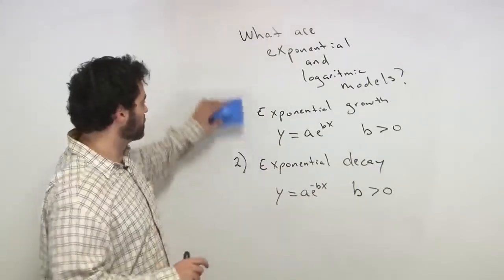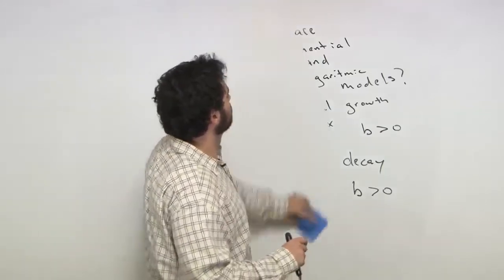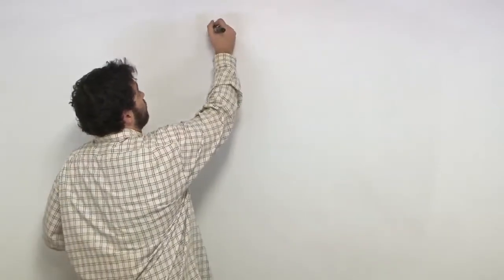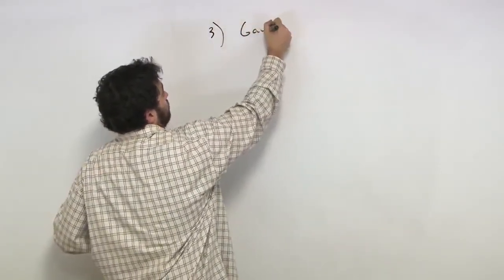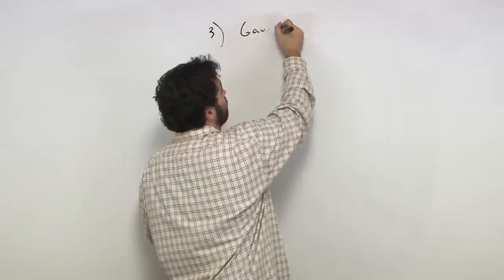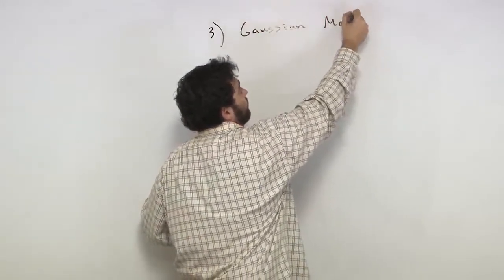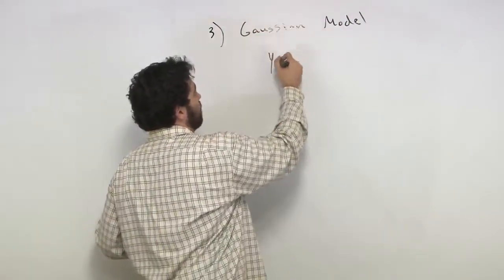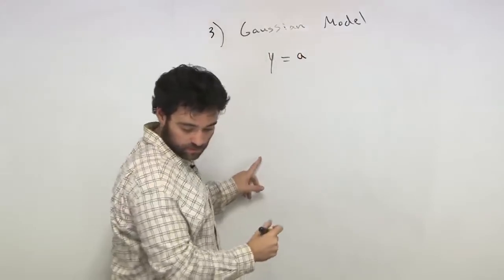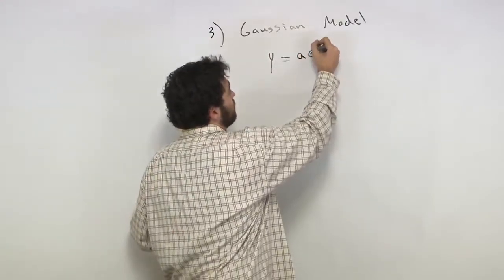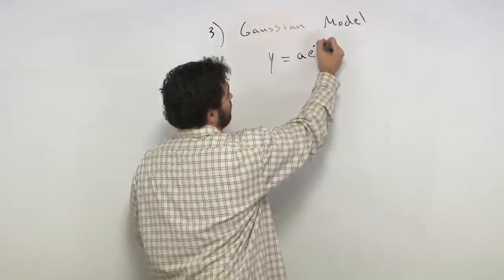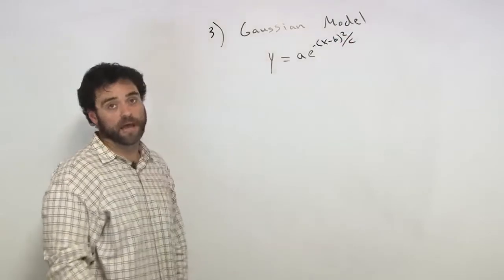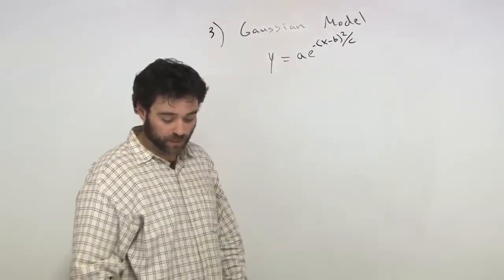And let's get a couple other models up here. Some more models. Number 3 is the Gaussian model, obviously from our friend Gauss. And what does that tell us? We have y equals a e to the negative (x minus b) squared, all divided by c. That's the Gaussian model.